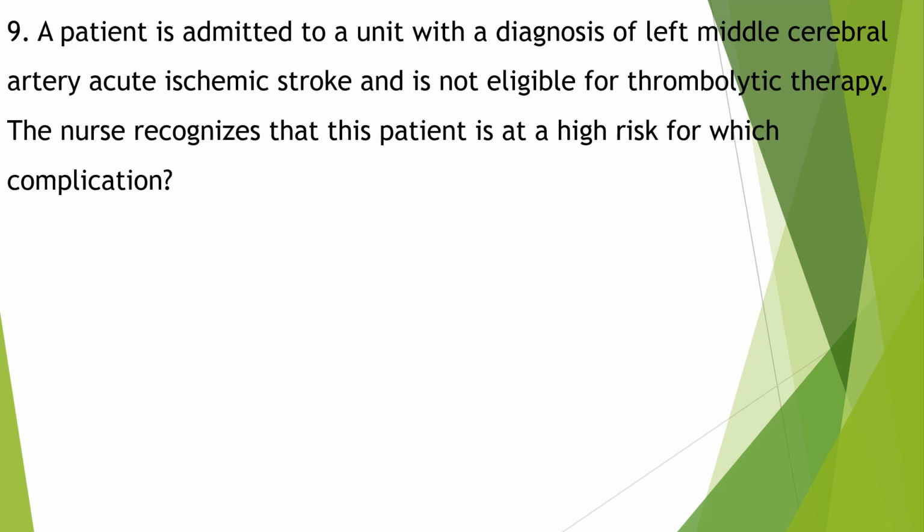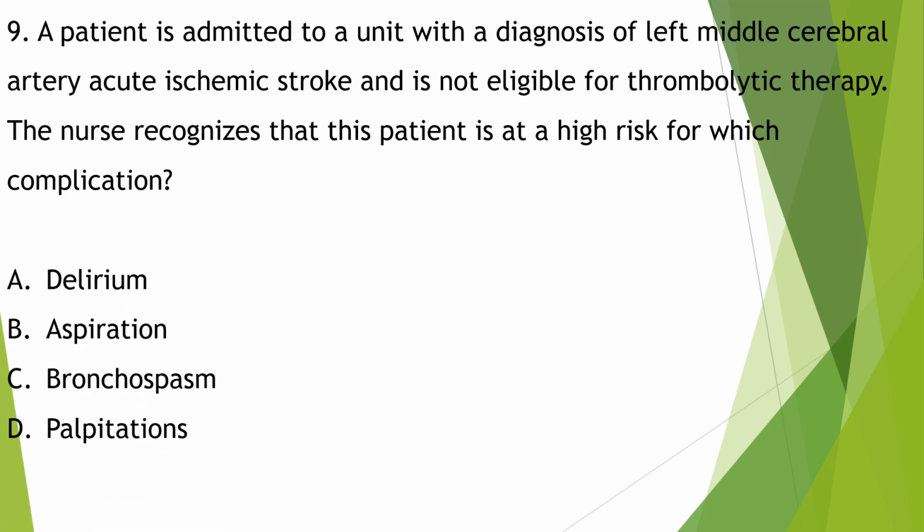A patient is admitted to a unit with diagnosis of left middle cerebral artery acute ischemic stroke and is not eligible for thrombolytic therapy. The nurse recognizes that this patient is at high risk for which complication? Delirium, aspiration, bronchospasm, palpitations. Aspiration is a nursing priority due to swallowing difficulty after stroke. The patient may also have a weakened cough, which further exacerbates the risk for aspiration.